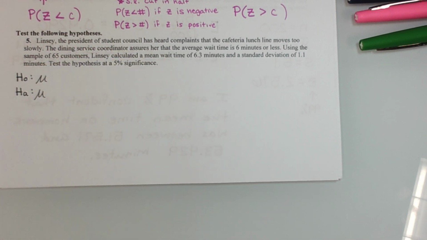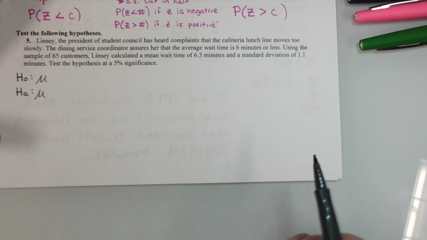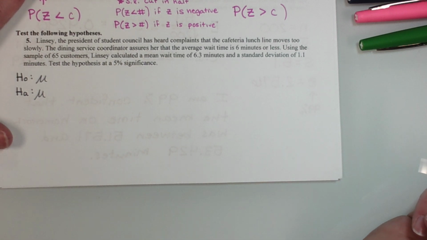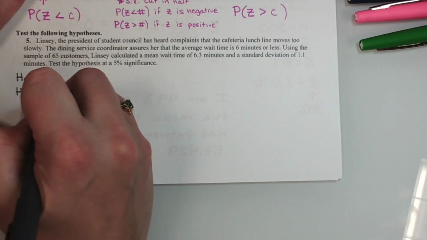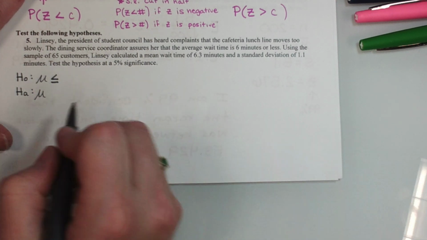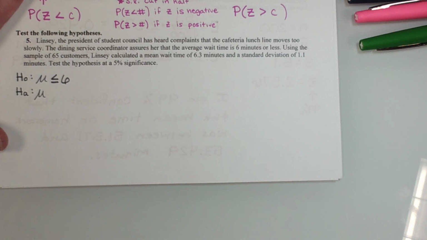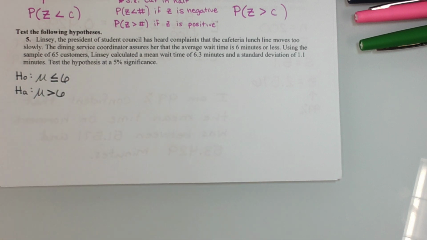The null hypothesis is the claim that nothing is wrong. It should come from the expert. Who was the expert in the situation? The coordinator. What did the coordinator say was true? 6 minutes or less. Does that include an or equal to? Yes, as it should, because that should be the null hypothesis. Is it less than or equal to or greater than or equal to? Less than or equal to. Mu is less than or equal to 6. That means the alternative hypothesis is greater than 6. There's step 1.